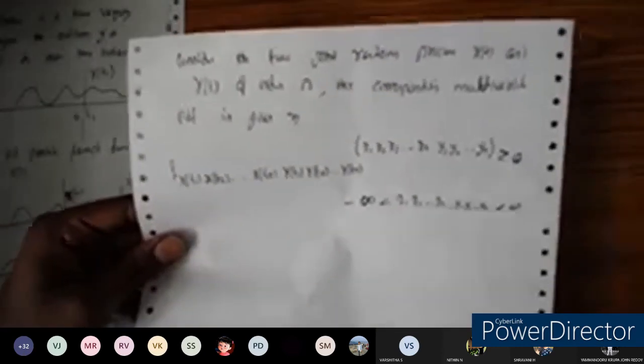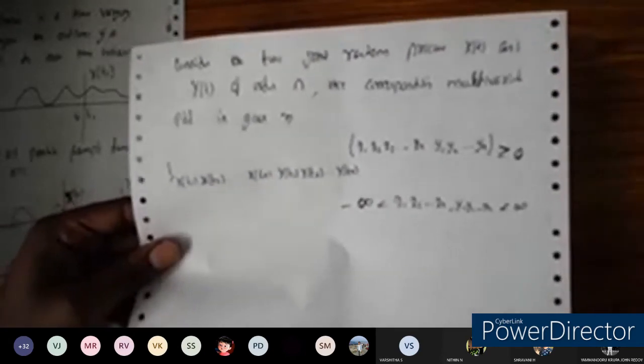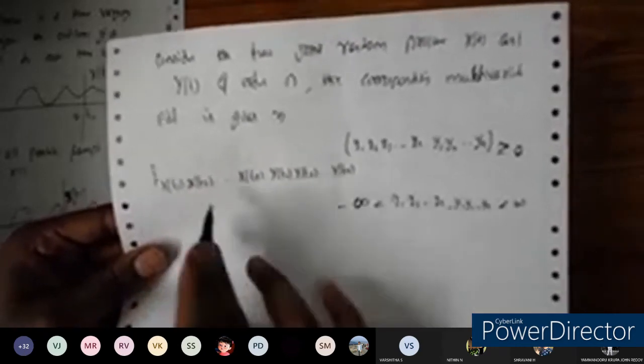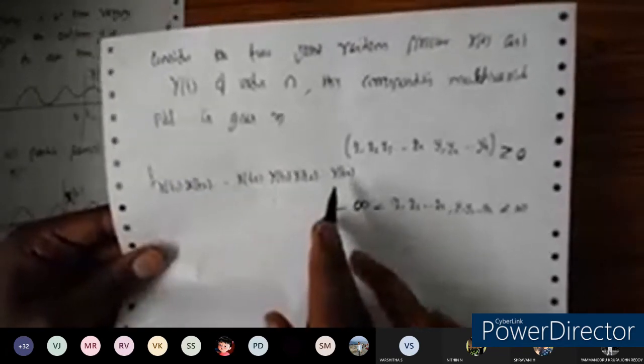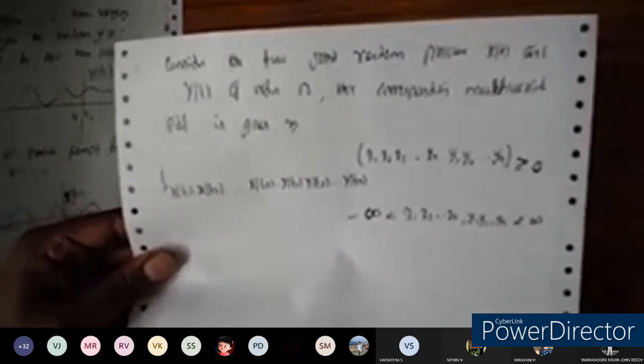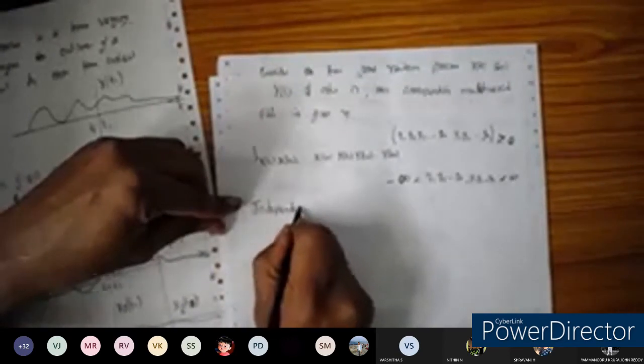Okay. So now I'm going to introduce the concept of statistical independence. We know the concept of statistical independence. Suppose the random processes x of t1 and x of t2 are statistically independent, then we can say this joint PDF can be taken as a product of the individual PDFs. That one you're going to call independence. So I'm going to introduce that concept here, statistical independence.